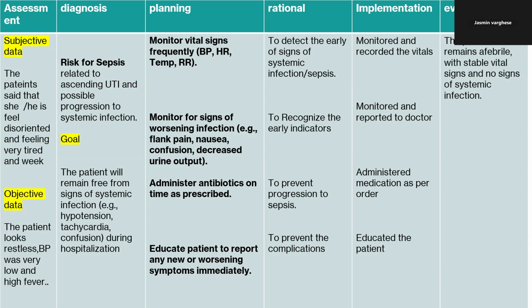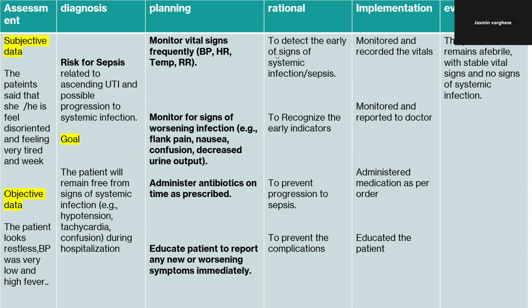And in planning, based on this one, you have to write the planning. Monitor vital signs to detect early signs of systemic infection. Monitor for signs of worsening infection. Monitored in implementation, and in rationale, for what? To recognize the early indicators of sepsis. And again in planning, obviously medication is important. So you have to write administer antibiotics, for what? To prevent the progression. And obviously you have to educate your patient because that's very important to prevent worsening of the condition. You can write in implementation educated, and the rationale is to prevent the complication.